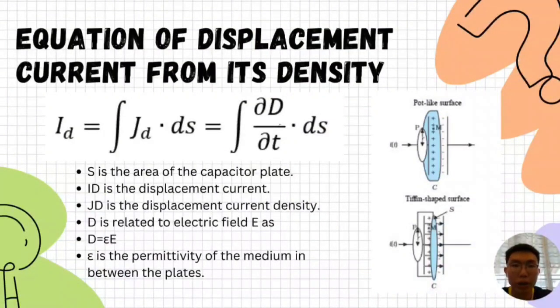Now we are going to the equation of displacement current from its density, where I equals the integral of ∂D/∂t dS. S is the area of the capacitor plate as shown in the figure on the right side, and I is the displacement current. JD is the displacement current density, where JD equals ∂D/∂t. And D is related to the electric field E as D equals epsilon naught E, where epsilon naught is the permittivity of the medium in between the plates.